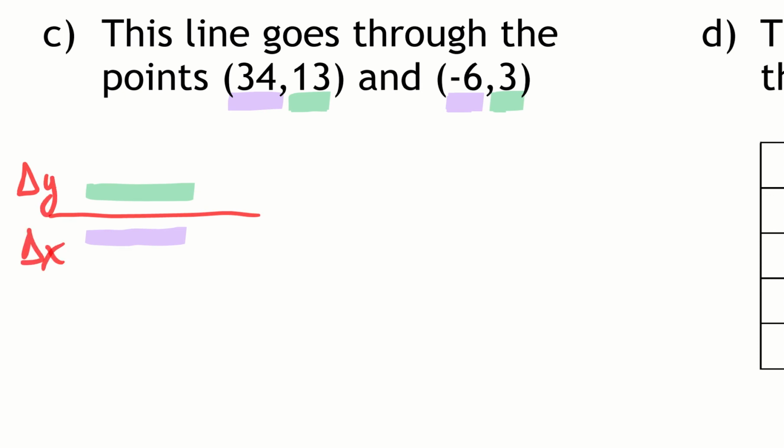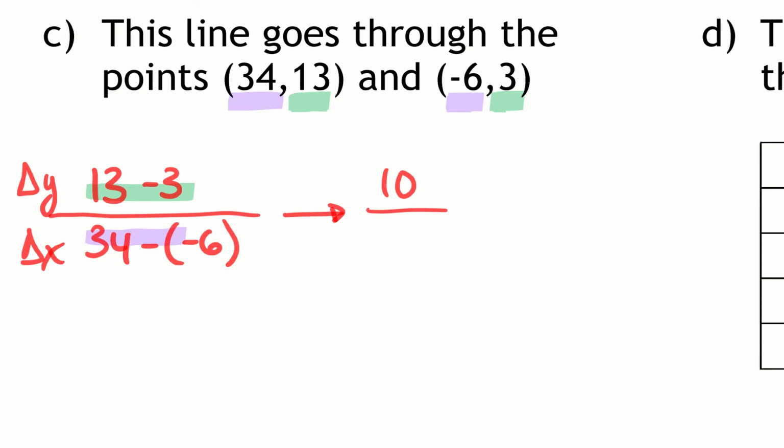And for y, I'm going to go 13 minus 3. And for the change in my x values, I'm going to follow that same pattern. I started with the first point there. So I'm going to start again, and I'll grab 34 minus, and then a -6. So in my numerator, I have 13 minus 3, which is the number 10.